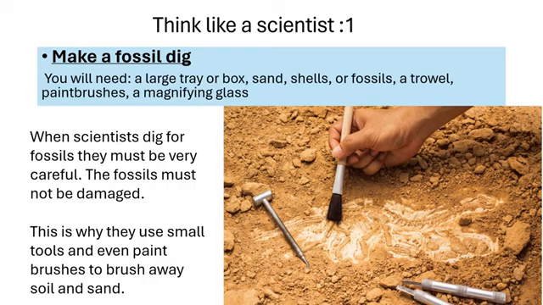Think like a scientist. Make a fossil dig. You will need a large tray or box, sand, shells or fossils, a trowel, paint brushes, a magnifying glass. When scientists dig for fossils, they must be very careful. The fossils must not be damaged. This is why they use small tools and even paint brushes to brush away soil and sand.